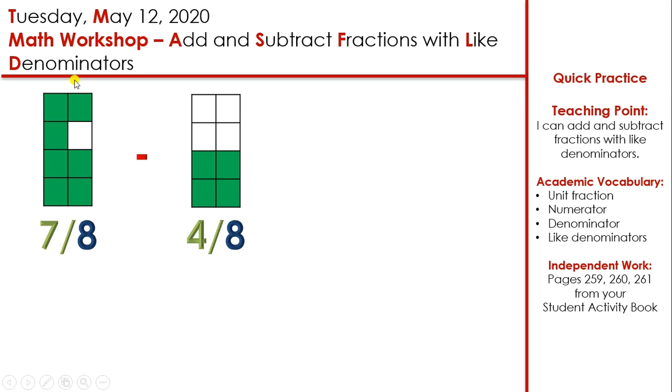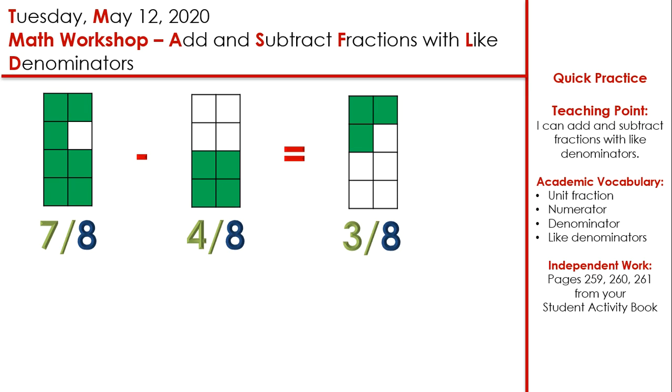We still have the same pieces, 8, because we still have the same denominator. Right here, we're going to have 7, and on this one, we're going to have 4. If we subtract this, yet again, the denominator stays the same, and the only thing that will change is the numerator. 7 minus 4 equals 3, and that's why we got 3/8.